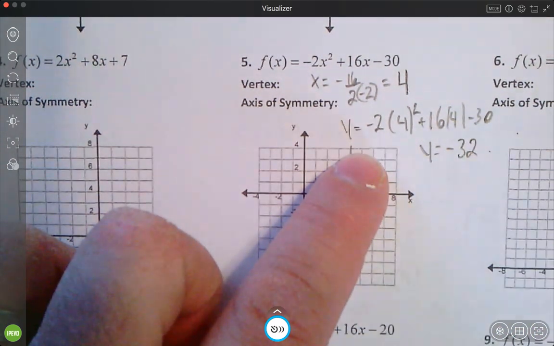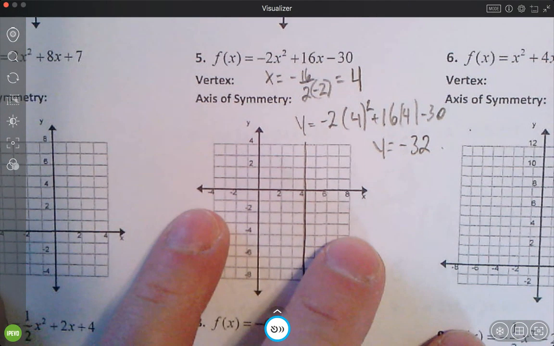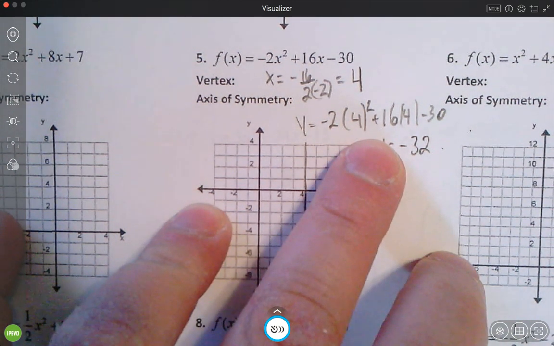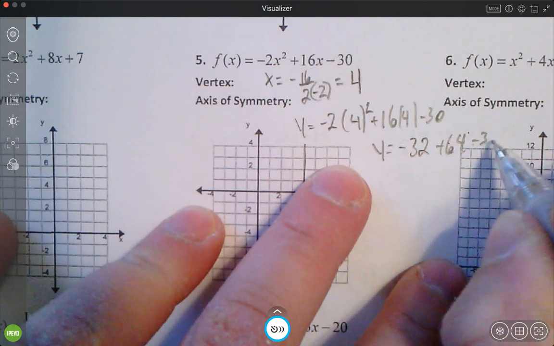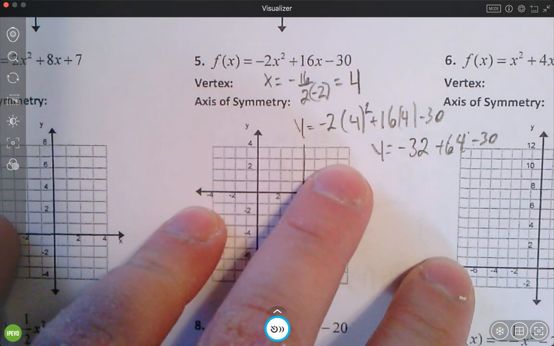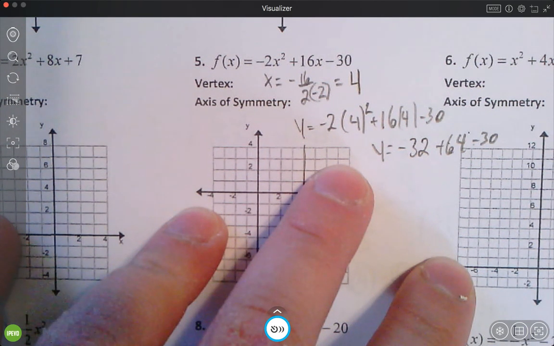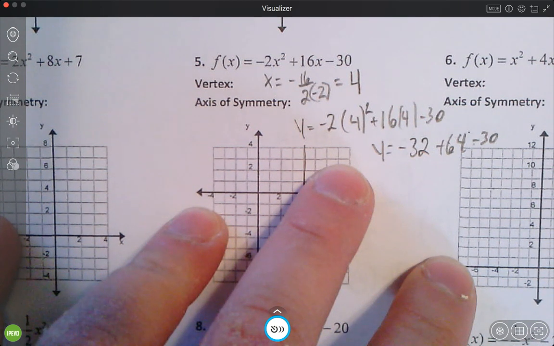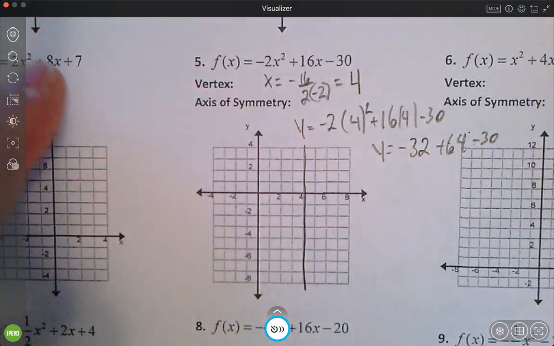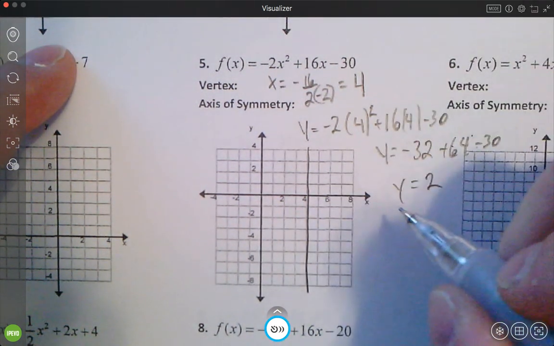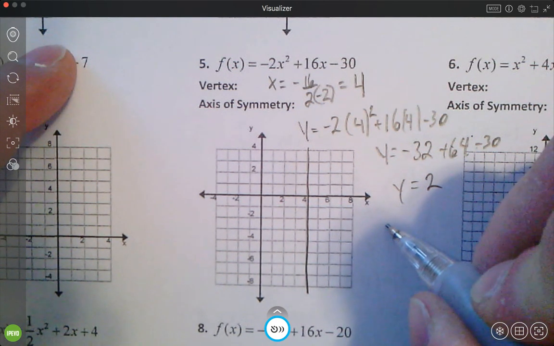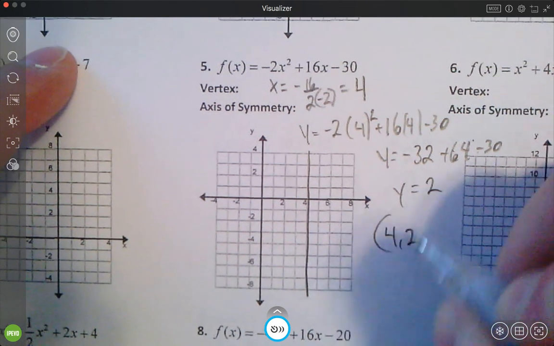negative 32. And then it's going to be plus 16 times 4, 64, minus 30. So when I do that, this makes more sense. That's going to be 64 minus 32 minus 30. It's 2, so y equals 2, my bad. So I'll put a dot here, y equals 2, so the vertex itself is 4, comma 2.